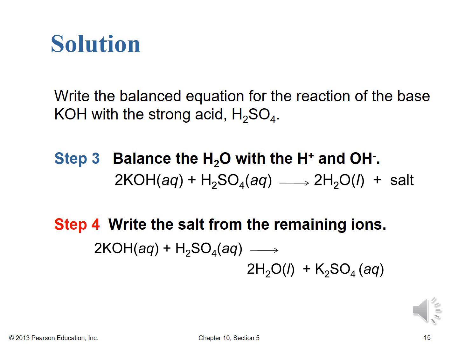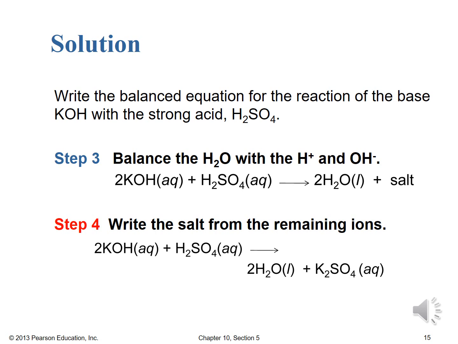So the potassium ion was the counter ion of our base. The sulfate ion was the counter ion of our acid. So we end up with the salt, potassium sulfate. And because sulfate's a 2 minus polyatomic, we're going to need 2 moles of K plus. So K2SO4.